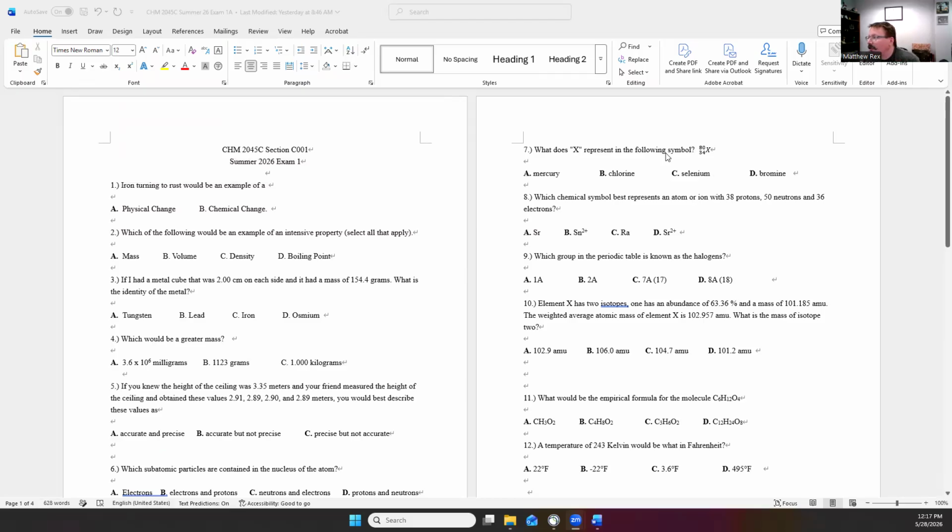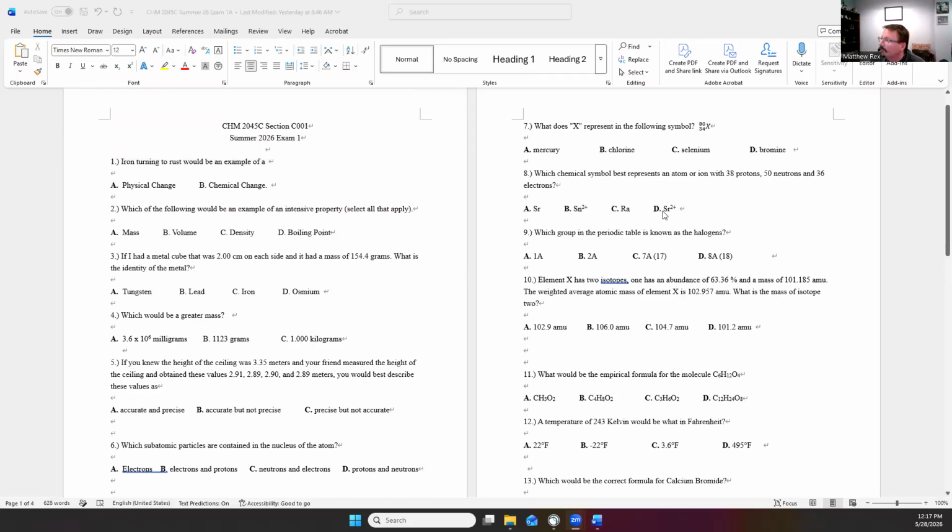7, what does X represent in the following symbols? So what I'm looking for is the value there on the bottom left. Should be the atomic number. That should be selenium in this instance.